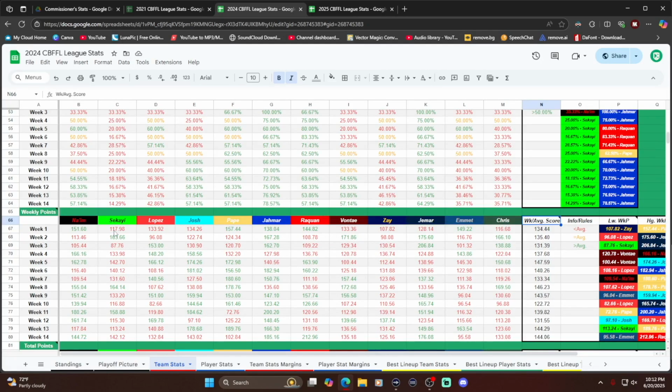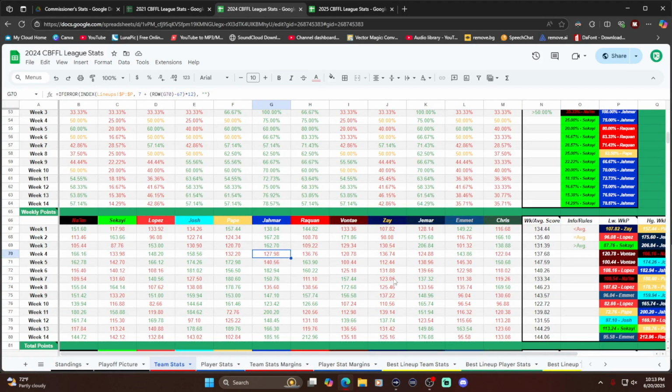Now, how this works is if you're green, that means your weekly score was higher than this right here, the weekly average score. If it's red, that means it was below it. And if it's yellow, that means you were actually equal to it, which is unlikely, but I think I've seen it one time. So as you can see, some of the teams, we'll go for Jamar, for example. He was only under the weekly average 3 times. Week 8, week 5, and week 4.